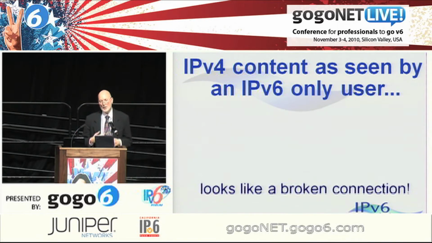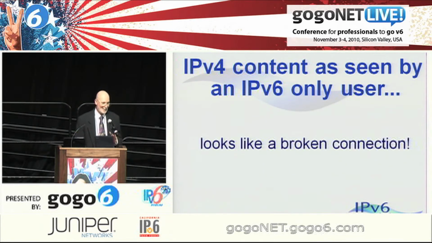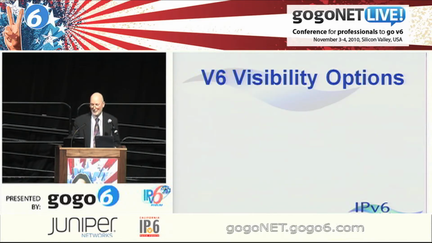From the point of view of an IPv6 only user, someone using one of these LTE mobile phones, IPv4 content looks like a broken connection. That's the perspective that we've taken to this problem. Use the application layer to solve a broken connection. The application layer has many facilities built into it to deal with a broken connection already. Email has got redundancy built into it, DNS has got redundancy built into it. Let's use some of those facilities to cure this problem. That's the approach that we've taken.